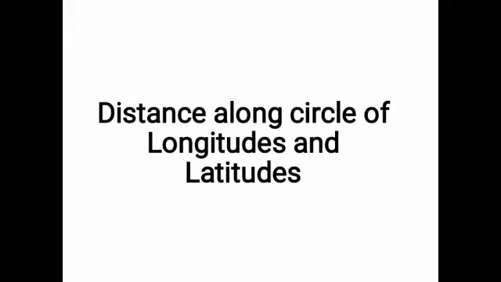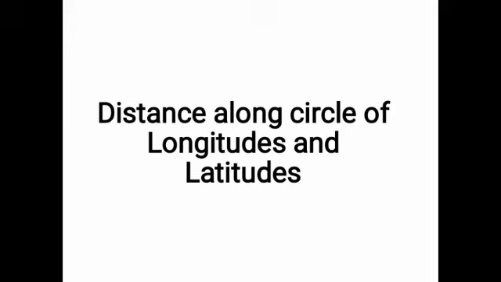Now, in the previous two videos, we looked at the basics, how to use latitudes and longitudes to allocate positions or towns on the Earth's surface. And in the second video, we looked at how to calculate the differences between latitudes and longitudes. In this one, we are going to look at how to calculate the distances along circles of latitudes and circles of longitudes.